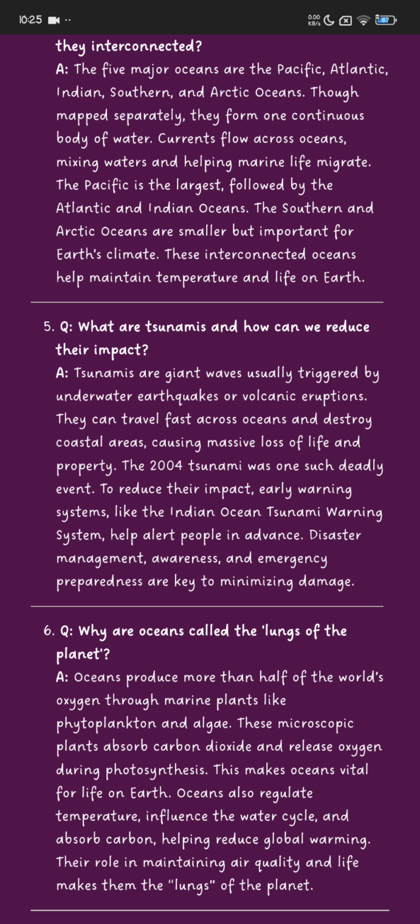To reduce their impact, early warning systems like the Indian Ocean Tsunami Warning System help alert people in advance. Disaster management, awareness, and emergency preparedness are key to minimizing damage.